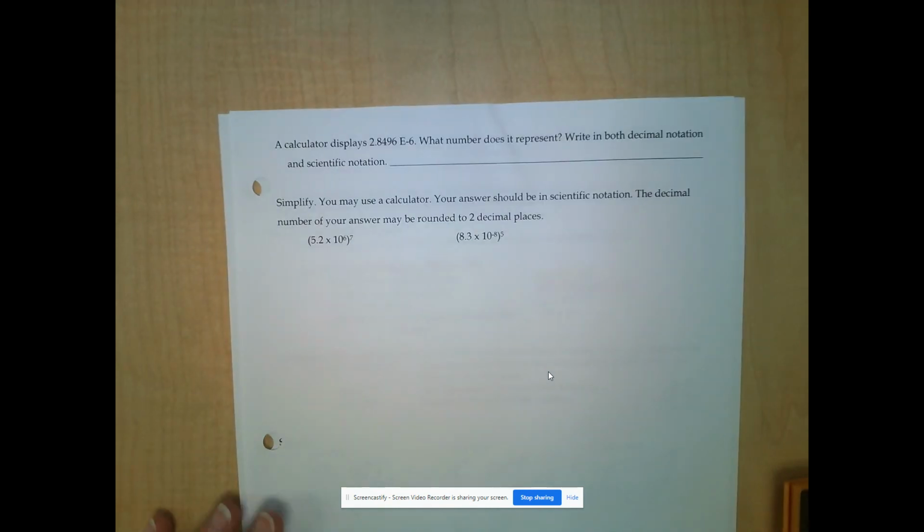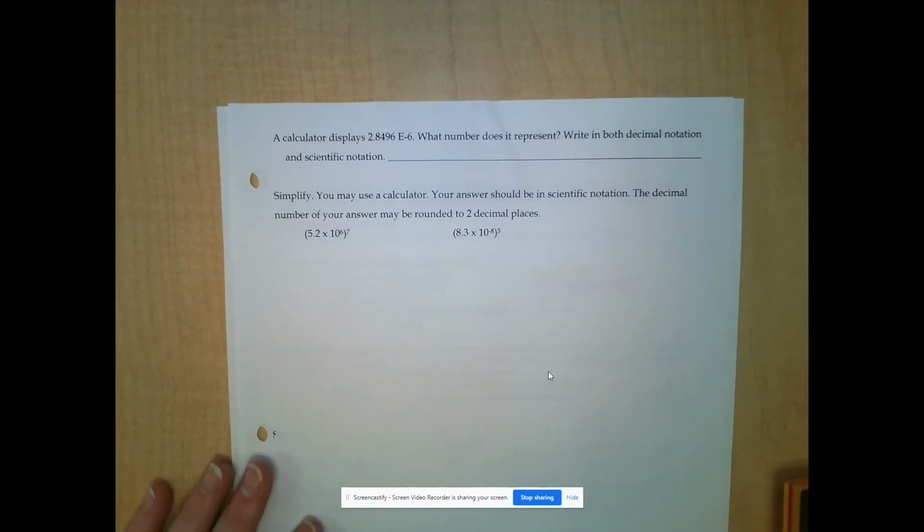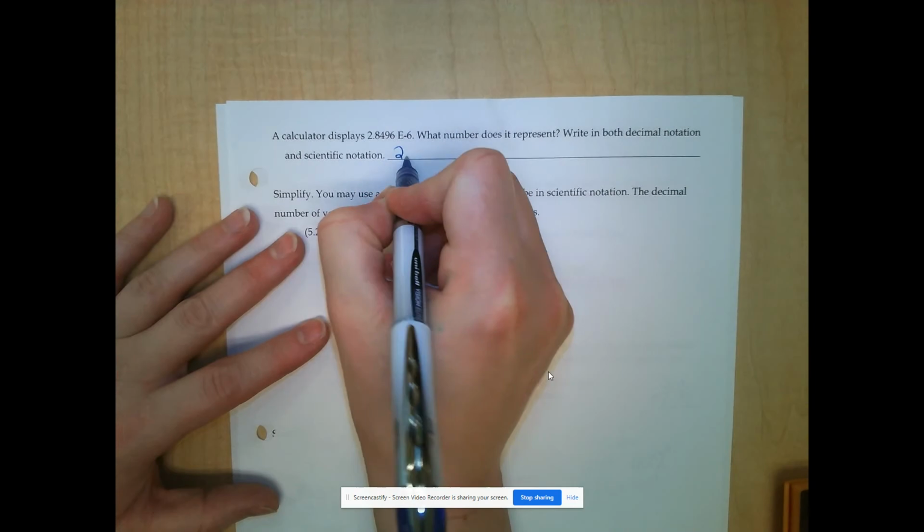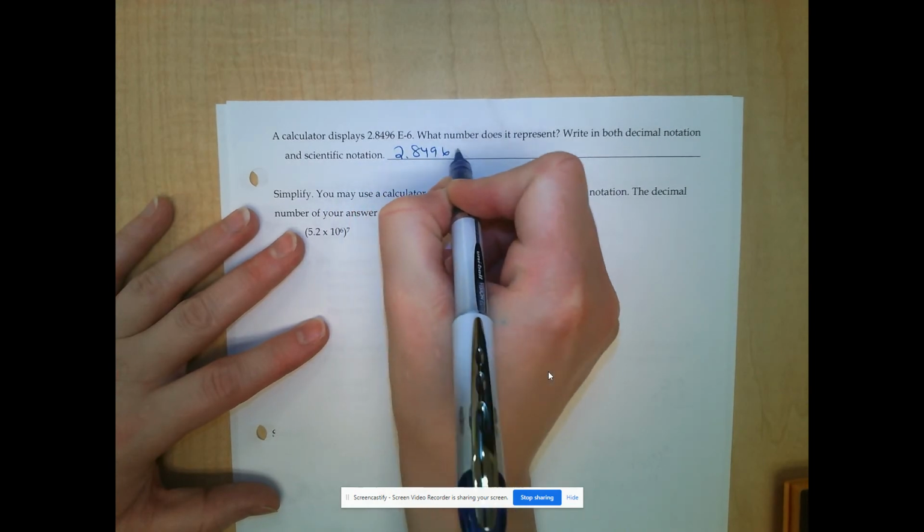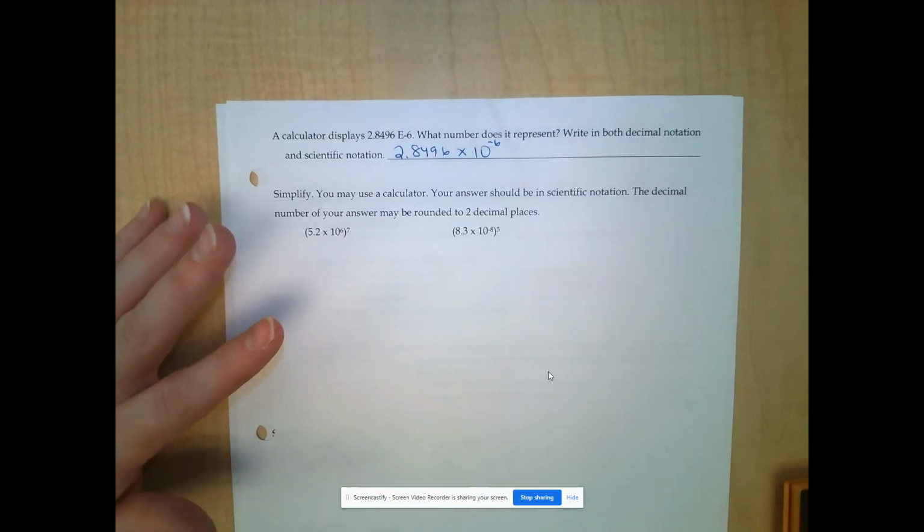And the next thing we have on the back, pretty short: a calculator displays 2.8496 E negative 6. That means 2.8496 times 10 to the negative 6th. The number was so small that they didn't have enough spots to display it all.